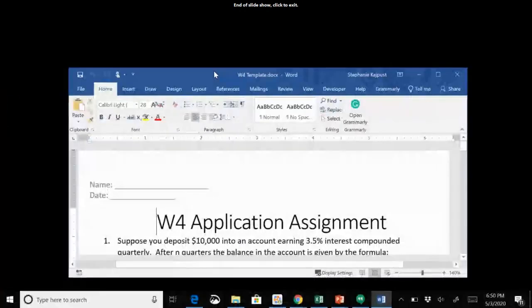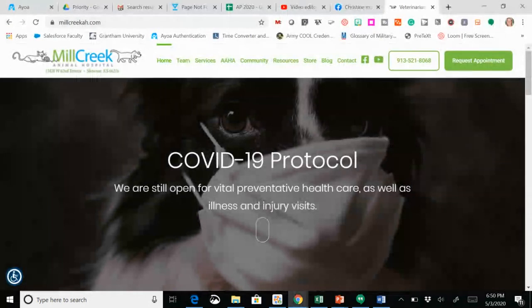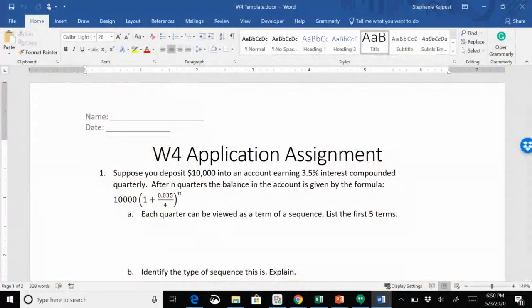So if I can actually get my Word to move. Okay. Whoops, wrong one. I have too many things open here. I was trying to find you and I opened the wrong one.